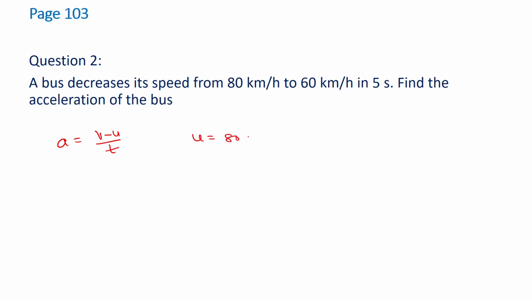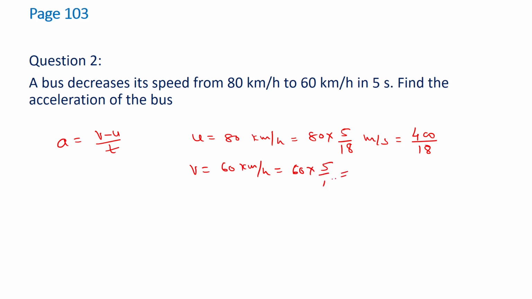So the initial speed is 80 km per hour, and we have to convert it into meters per second. So we multiply it by 5 by 18, then we will get the answer in meters per second. So this becomes 400 divided by 18, and the final velocity is 60 km per hour, and again multiplying by 5 by 18, 60 into 5 is 300 divided by 18. So these are the initial and final velocities, and the time taken is 5 seconds.